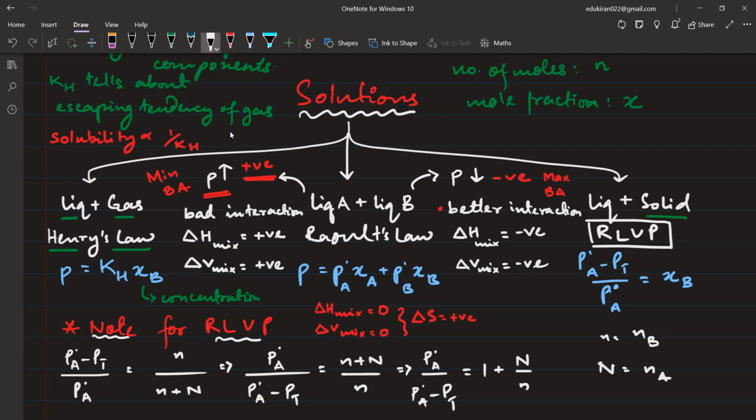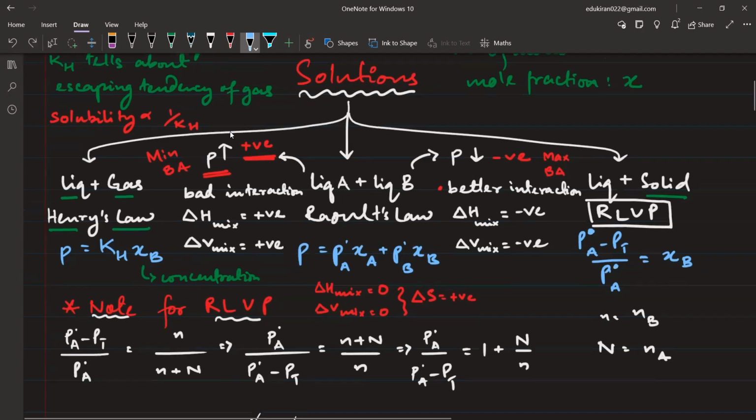Now, you all know that relative lowering of vapor pressure is given by P naught A, that is the vapor pressure of pure A, minus P total. P total or P solution, people write either. I will write P total, that is the total pressure of the solution, upon P naught A is equal to chi B. Now, this term is known as what?